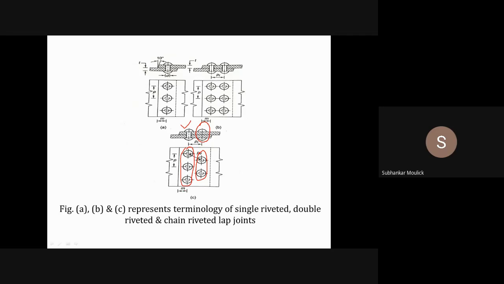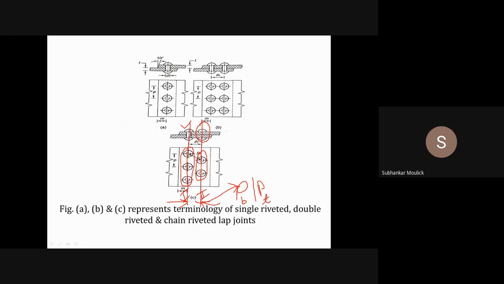Now see, this is the center line of the first row of rivet and this is the center line of the second row of rivet. The intermediate distance between the center lines of any two consecutive rows of rivet is known as back pitch PB or transverse pitch PT. That means this distance is your back pitch or transverse pitch. Is it clear? Any doubt so far? Yes, sir.